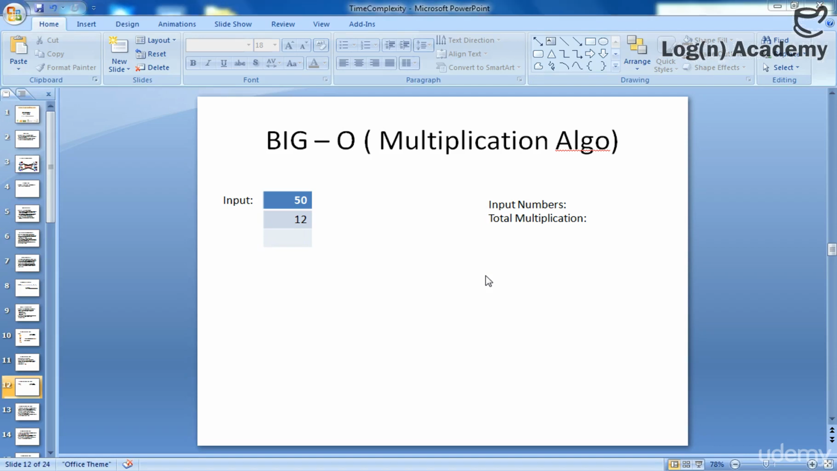Now the multiplication algorithm. Now we will see how the multiplication algorithm works. We have two numbers, 50 and 12, and we are multiplying these two numbers, right? So the input size is 2. In multiplication, we know we multiply every digit by every other digit. Like 2 will be multiplied by 0 and 5, and then 1 will be multiplied by 0 and 5, right?